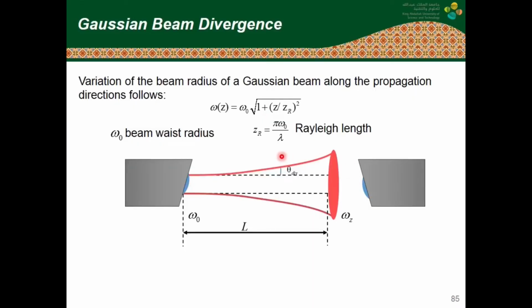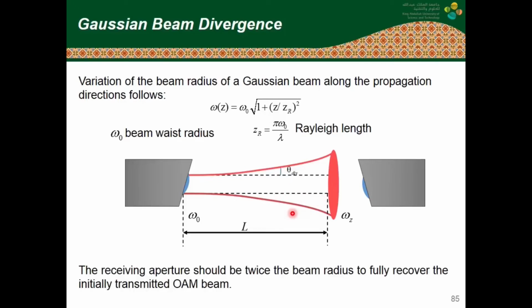As it propagates in free space, any laser beam tends to diverge. For a Gaussian beam, the beam radius at any position z along the propagation axis is expressed as a function of the beam radius at the transmitter, omega 0, and the Rayleigh range as follows. The Rayleigh range of a laser beam is the distance in the propagation direction where the beam radius is increased by a factor of square root of 2. It means that the beam area is doubled at this range. In order to fully collect the beam at the receiver plane, the receiving aperture diameter should be at least 2 times the beam radius at the receiver plane.